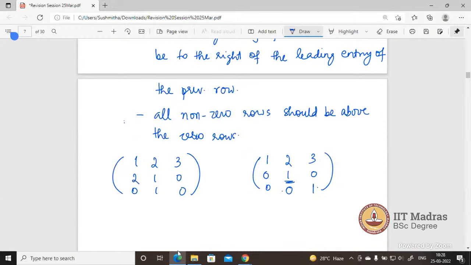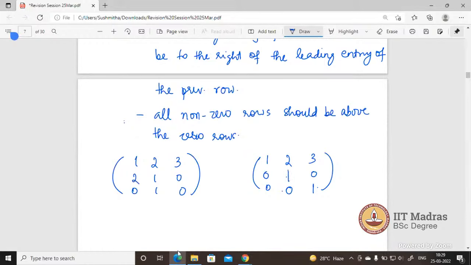What about this last condition, that all non-zero rows should be above the zero rows? Say, for example, if in one of my matrices my zero row is becoming the first row, that won't be a row echelon form, right? Yeah, this is not a row echelon form. So I have to interchange it, right? Yeah, I will interchange to make it row echelon.